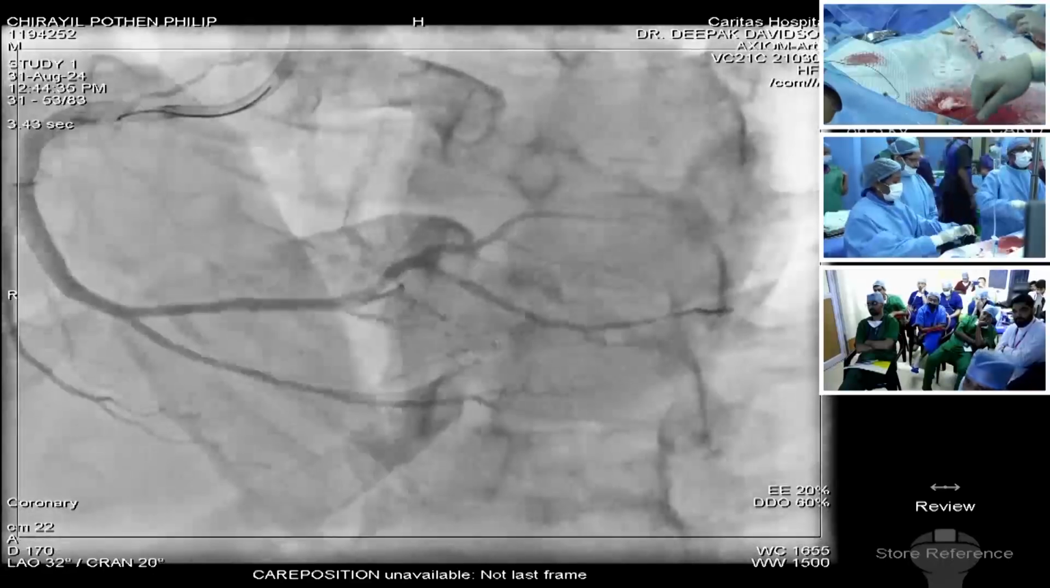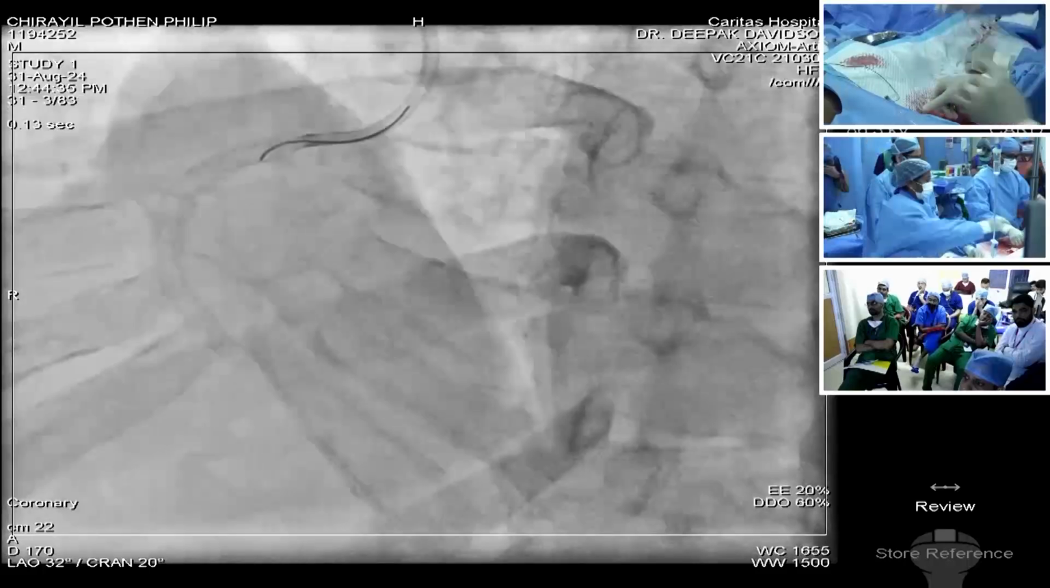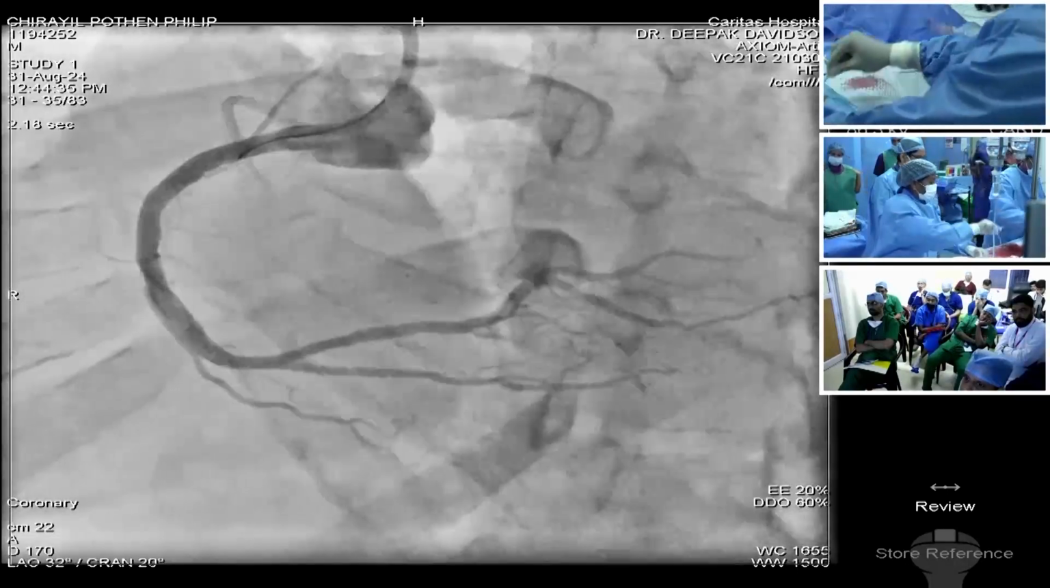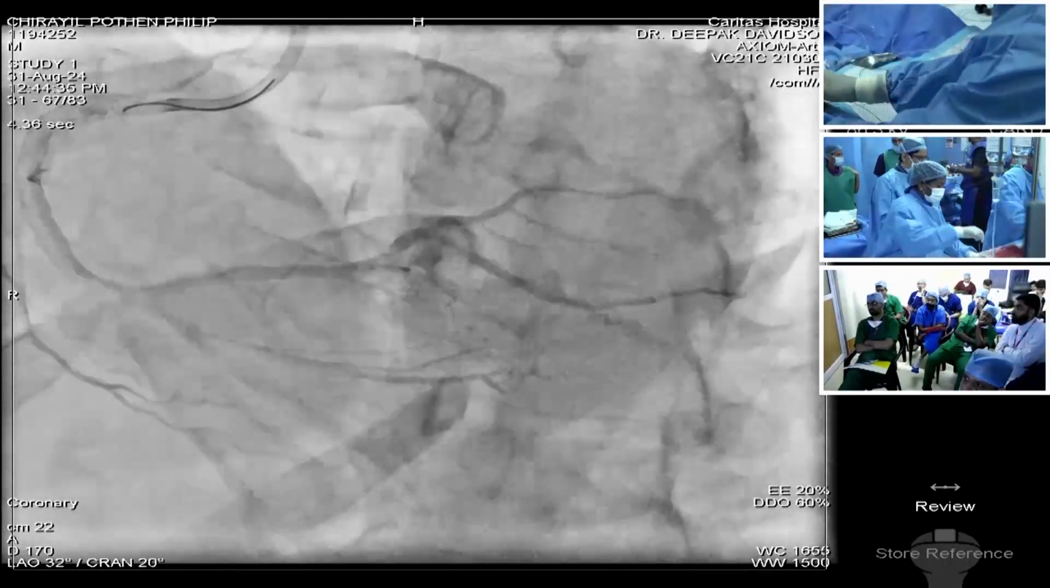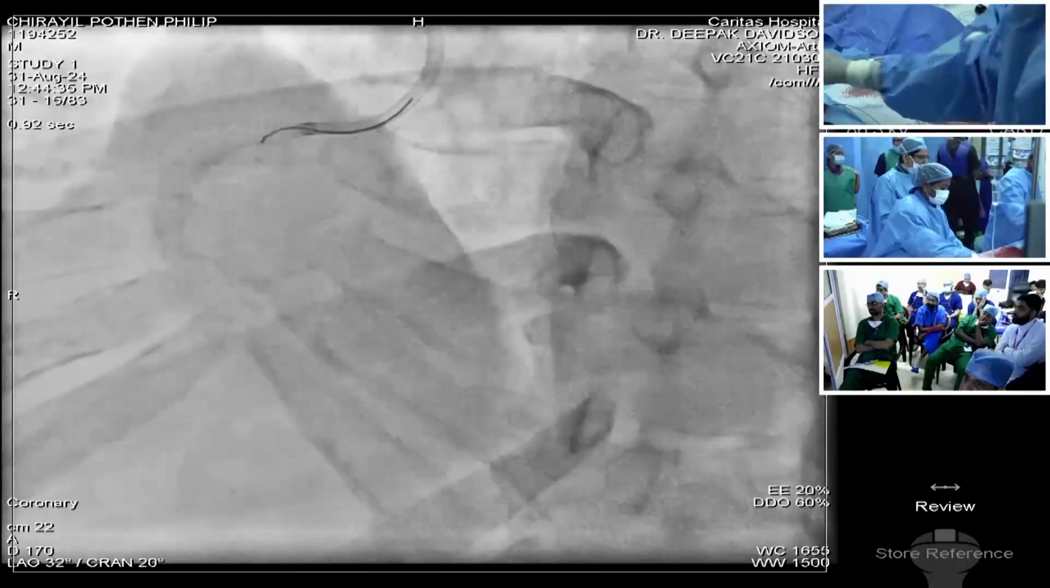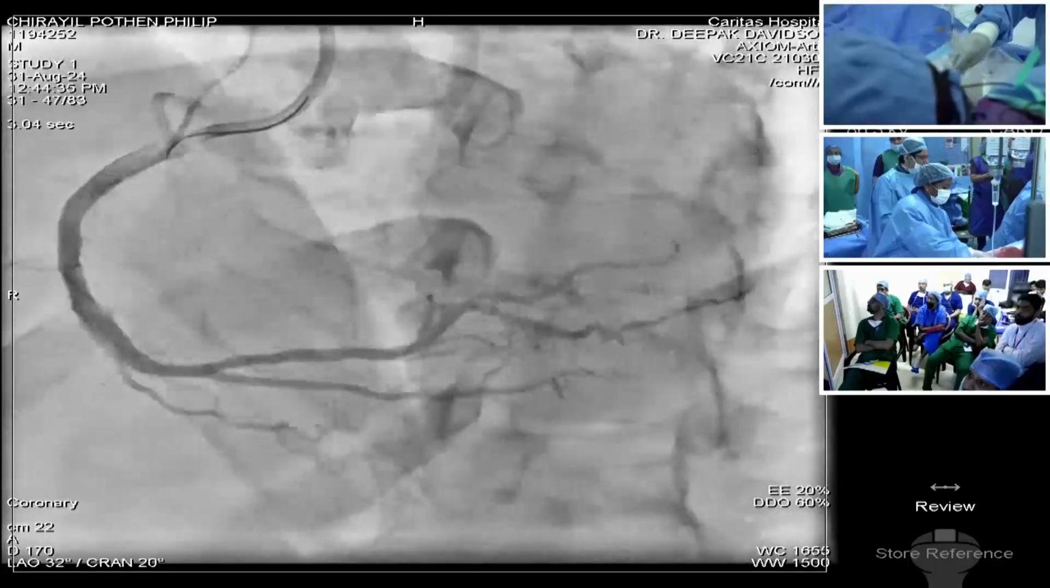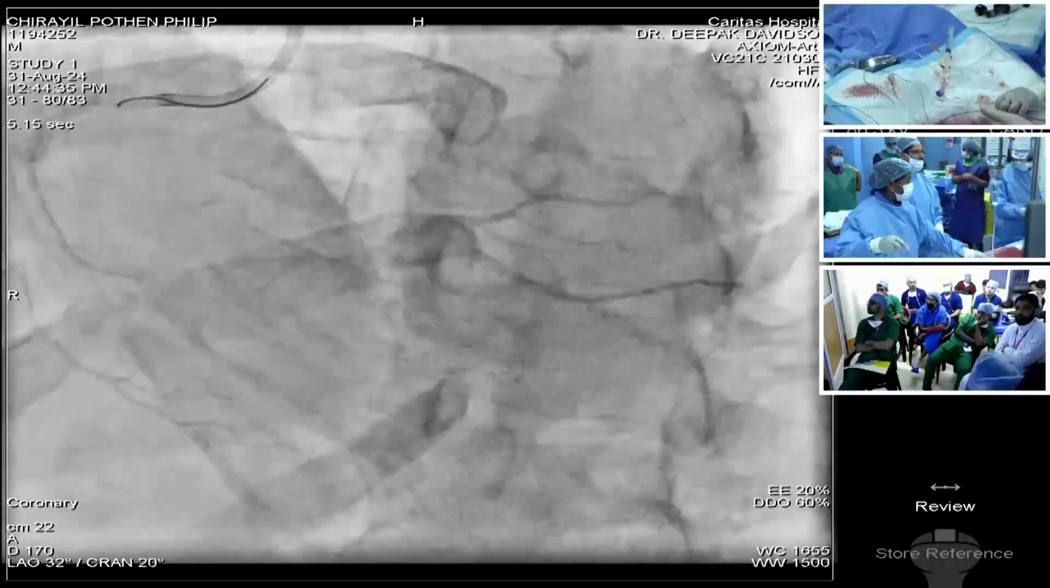Joel, check the pericardium also. Yes. Angle, it's done. Okay.